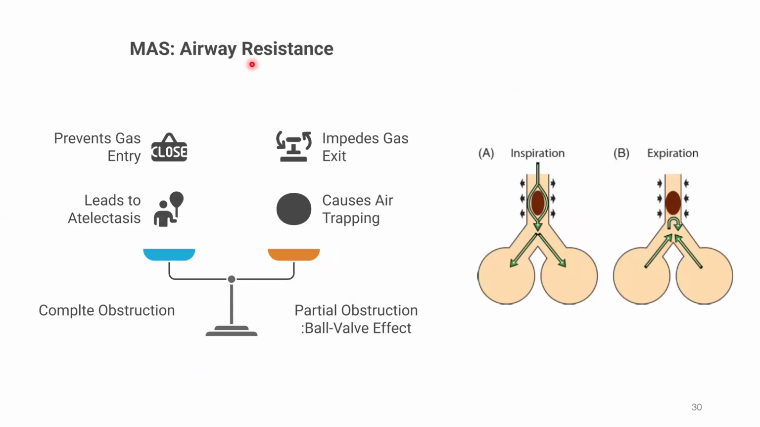Airway resistance, I already explained. Either a complete obstruction that may lead to atelectasis, or a partial obstruction that may cause air trapping. How does it cause air trapping? Let's see this diagram. During inspiration, we all know there is a negative intrathoracic pressure. So there will be opening of the major airway. So air can pass by the side of the meconium into the distal alveolar unit. But during expiration, what happens? The positive intrathoracic pressure compresses this airway so that air will not escape from the side of the meconium. So there will be air trapping.